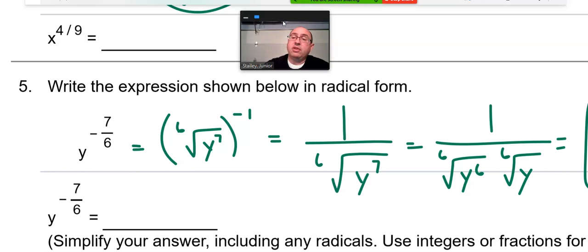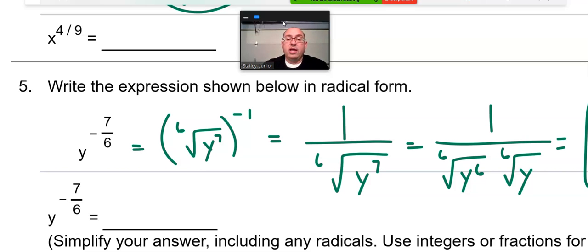All right, I can do that, but they threw in a little twist, right? We got the 6th for the root. We got the 7th for the power. They threw in the negative 1, right, for the flip. So I want you to look at what I did. First of all, I changed the 6th root, y to the 7th, into a radical. Okay, got that part. Then I did the flip.